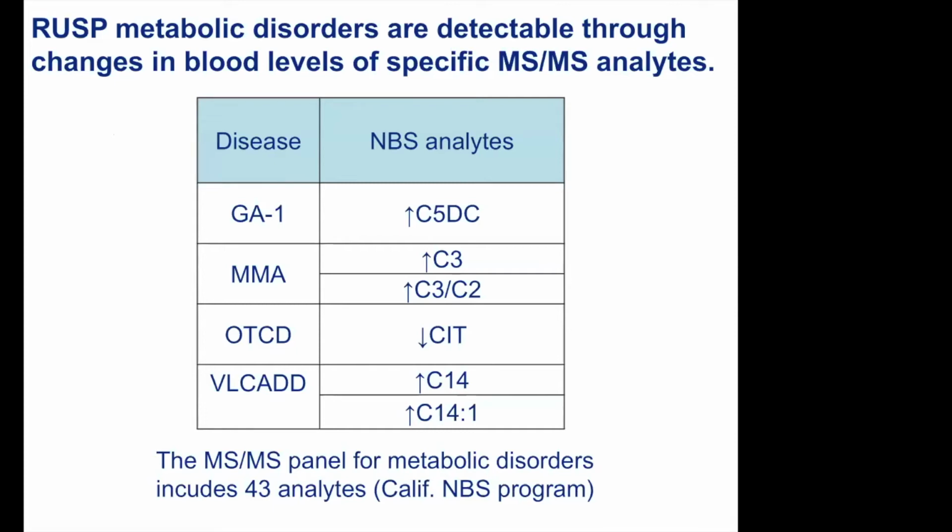Changes in metabolic analyte levels for selected metabolic disorders are shown here. So the MS panels contain some 40 metabolic analytes. Those include amino acids and acylcarnitine analytes. For the four diseases shown here are the analytes which are used as primary screening markers. So for example, for methylmalonic acidemia, C3 and the ratio of C3 and C2 is being used, and if they're elevated, these babies are being flagged as screen positive.